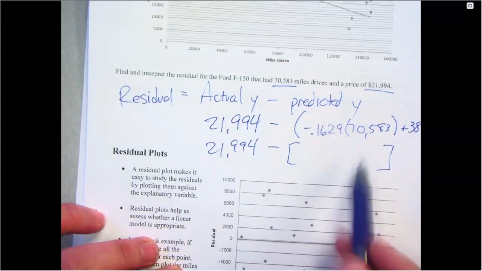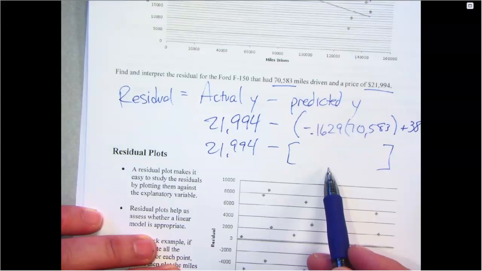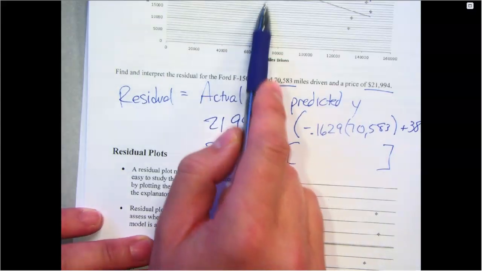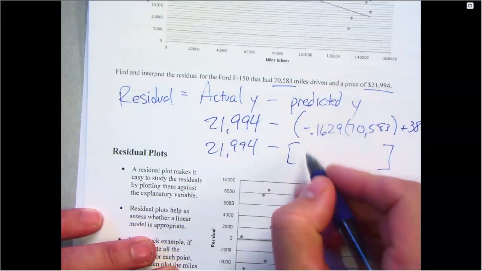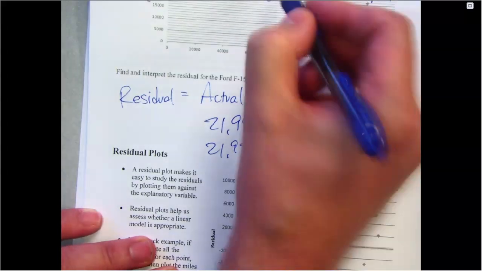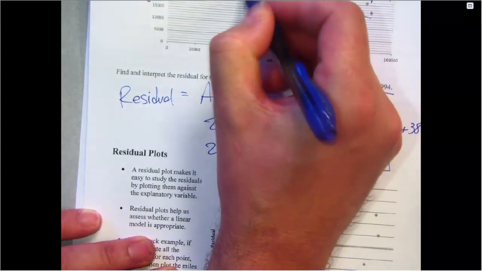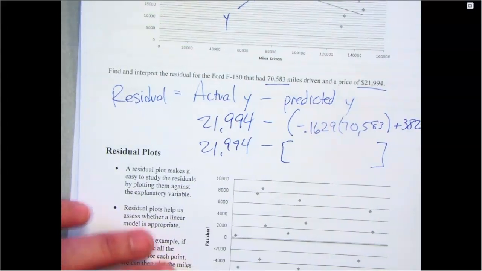Should the number I get here be bigger or smaller than 21,994? It should be smaller because that point is below what we expect it to be. So I get, no, this should be bigger, yeah, because the prediction lines up here, sorry. So it should be bigger, that's my bad.